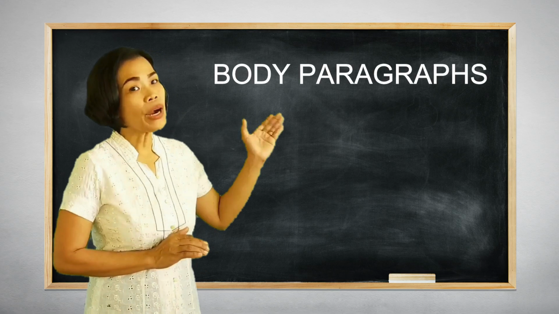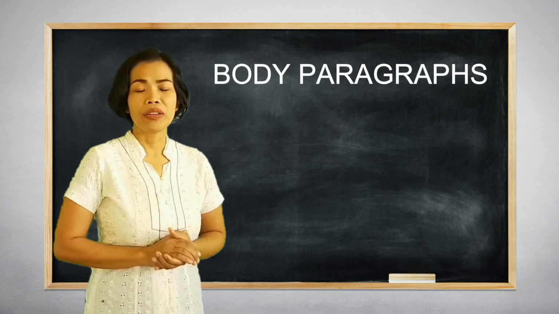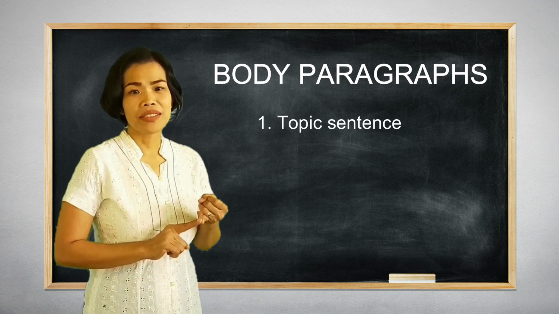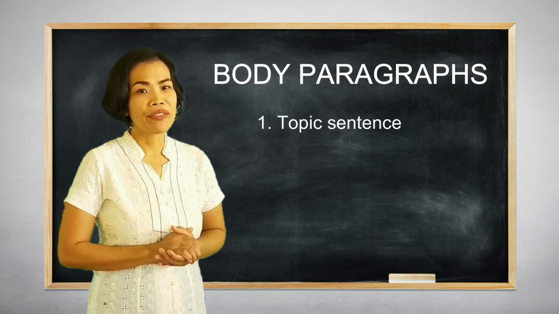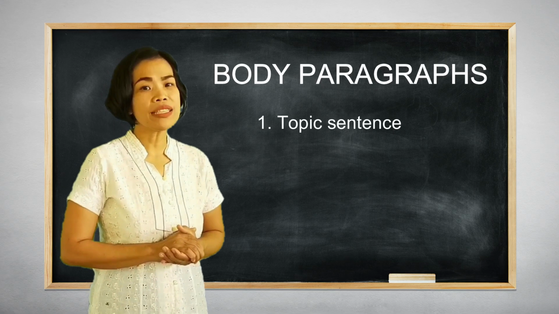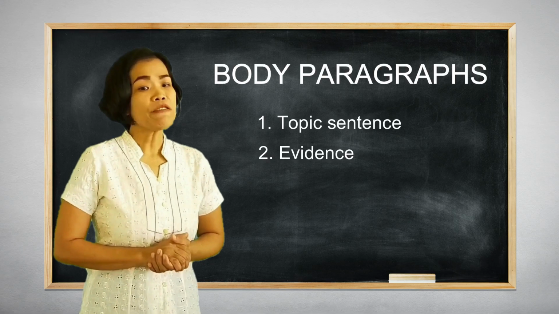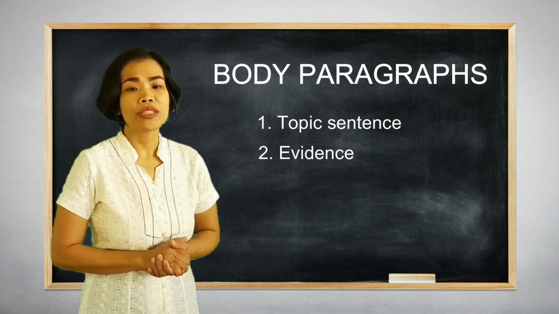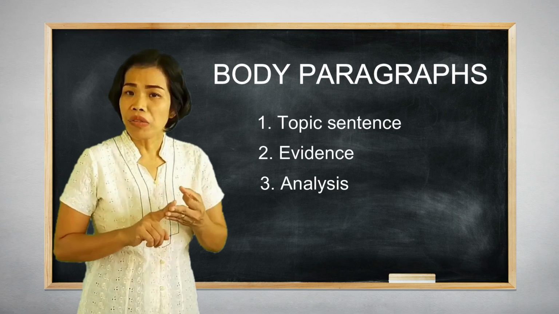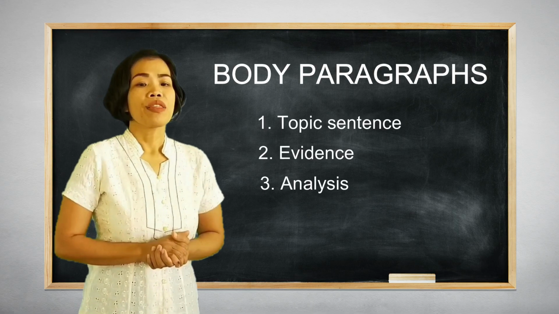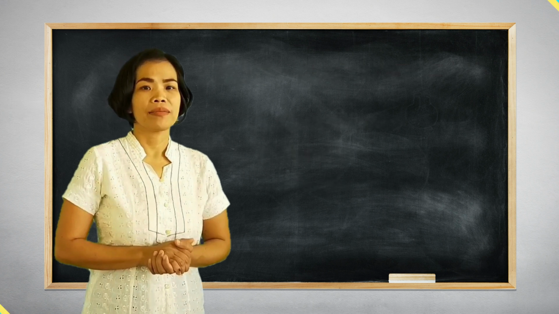Let's talk about the body paragraphs. The body paragraphs should contain the following. 1. Topic sentence. The topic sentence reflects the main idea of the paragraph and it links back to support the thesis statement. 2. Evidence. These are information from a reliable outside source that supports the main idea of the paragraph. Number 3. Analysis. This shows how your evidence support and build your argument.